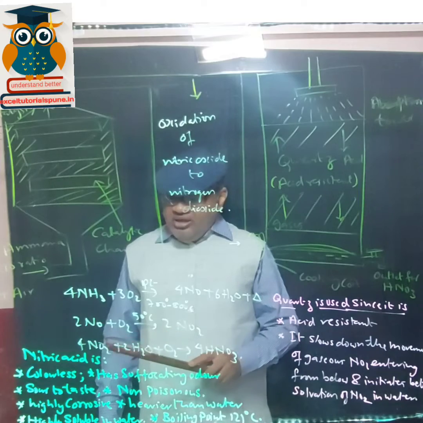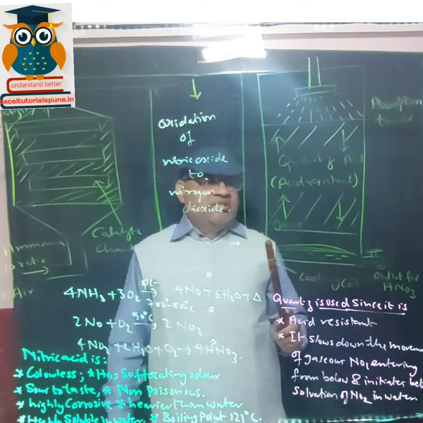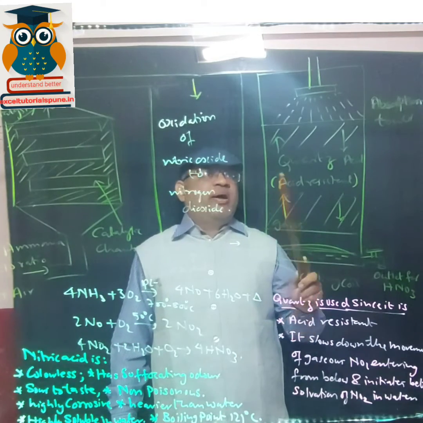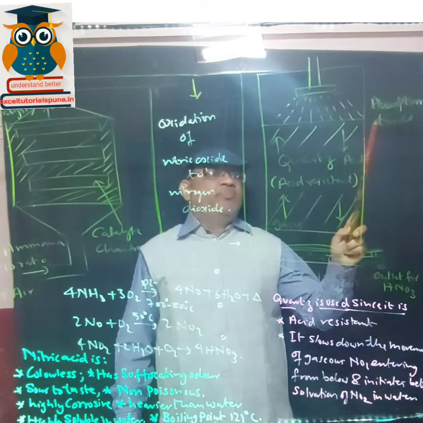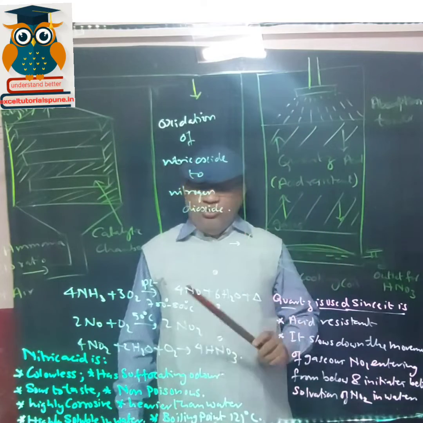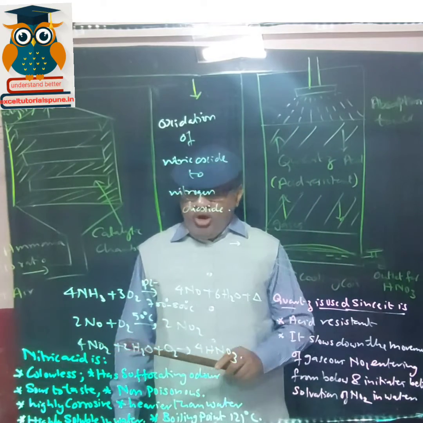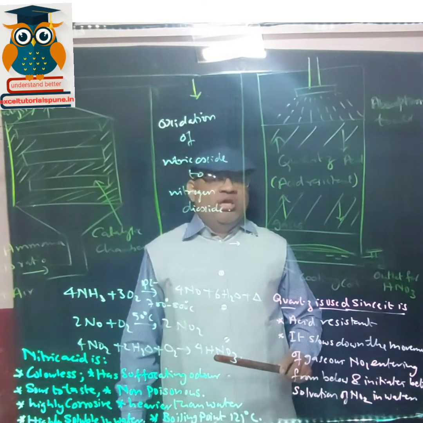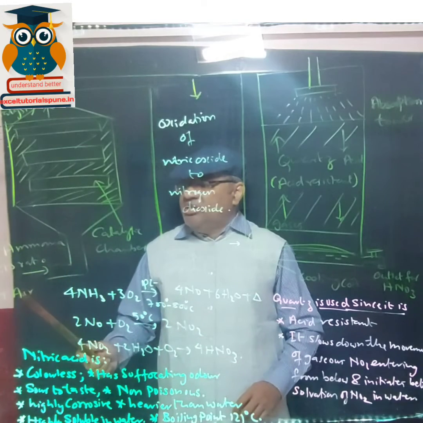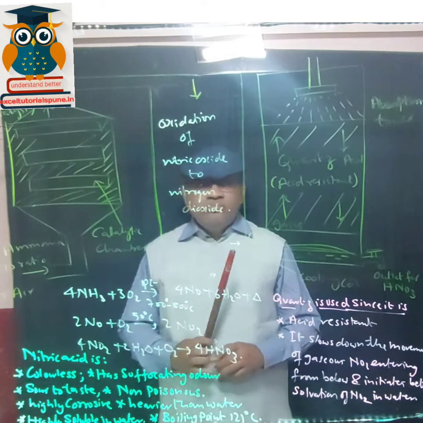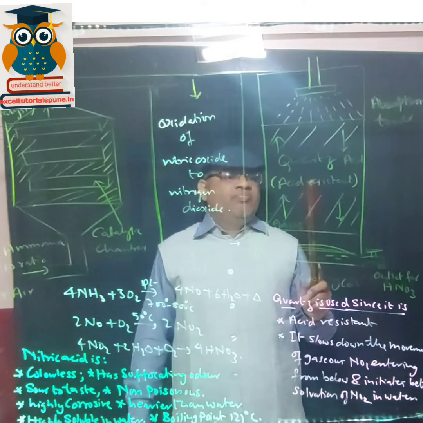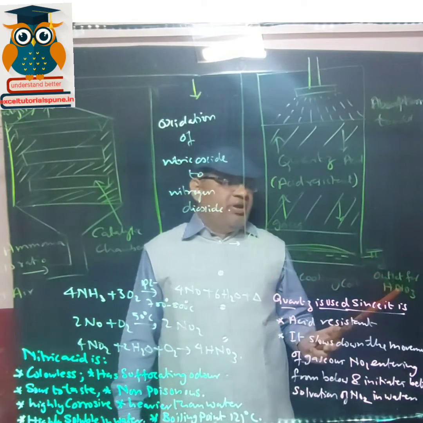So then these nitrogen dioxide gases are released from below, and they move upward. There is water which is trickling from the top in the absorption tower. So this water reacts with nitrogen dioxide to form nitric acid. Okay, so a higher ratio of air is used because oxygen is used in all the three processes. So the nitric acid which is collected at the bottom can be separated out. Okay, so this is how we get nitric acid.